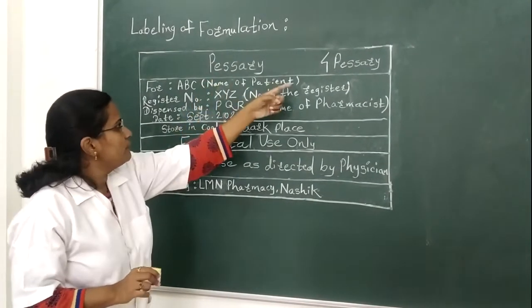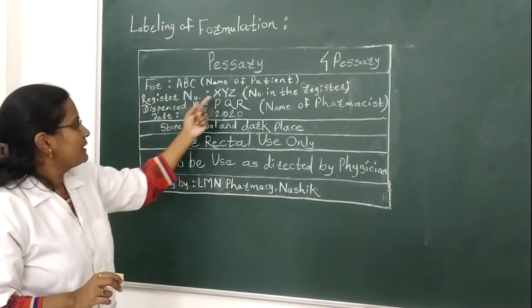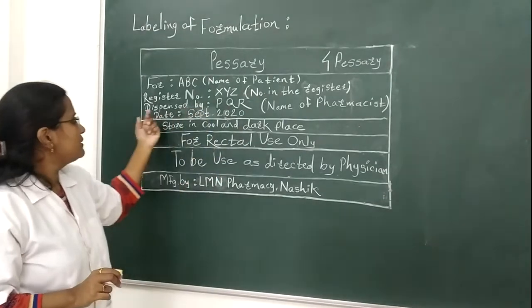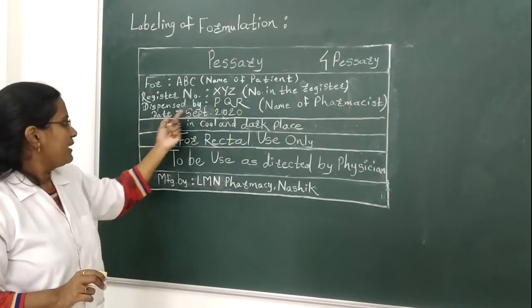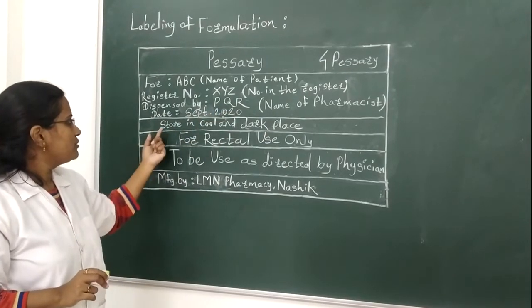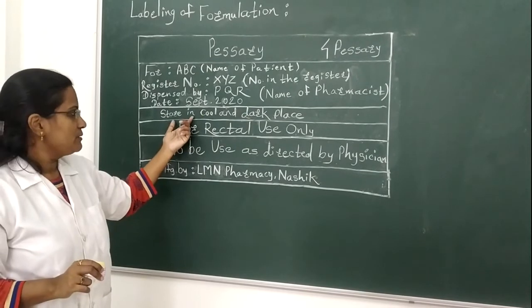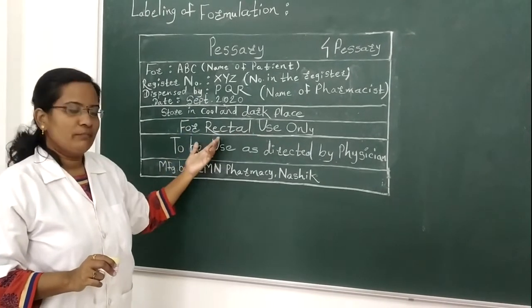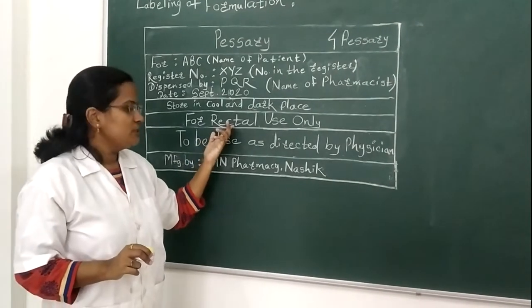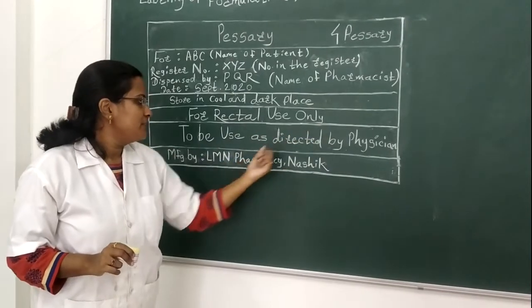Labeling of the formulation: we have packed each pessary in separate butter paper and stored it in this container. The label reads: 4 pessaries for ABC, the name of the patient, register number XYZ, which is the number given in the register, dispensed by PQR, the name of the pharmacist, manufacturing date September 2020, store in a cool and dark place. These pessaries are always stored in the refrigerator. These are for rectal use, or can also be used for vaginal use only. To be used as directed by the physician.